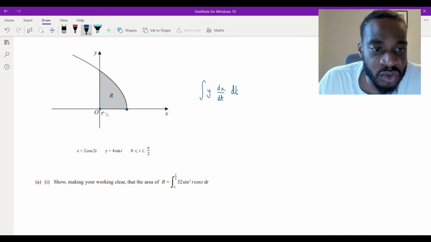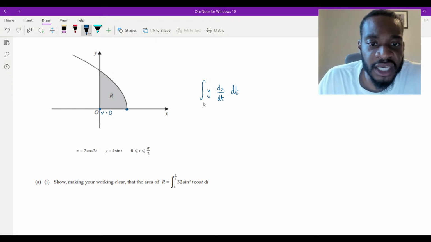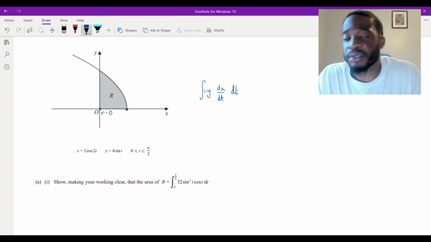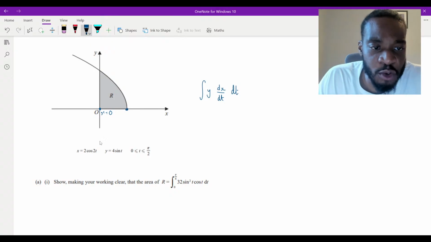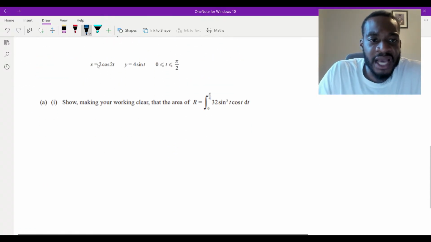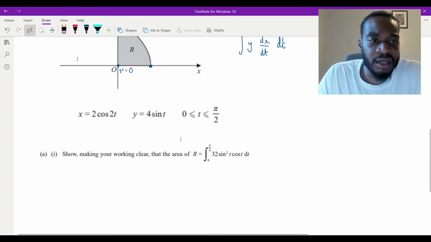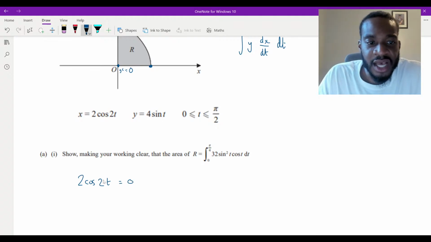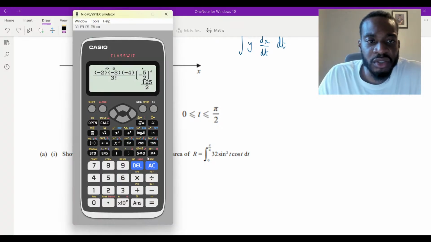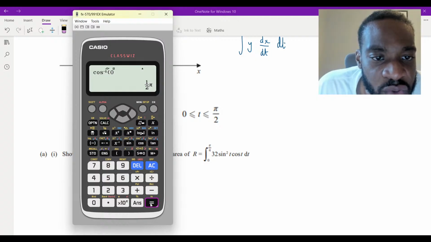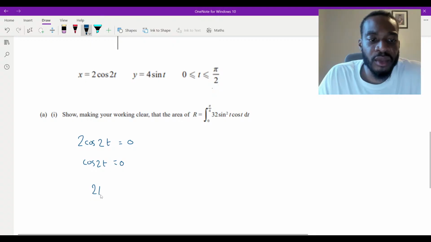So firstly, x is equal to 0. What is the corresponding value for t? Because this formula is in terms of t, I need the limits in terms of t. So what is the value of t when x equals 0? x is defined as 2 cos 2t, so 2 cos 2t is equal to 0. Solving that, cos 2t is equal to 0. The cos inverse of 0 in radians is pi over 2. So 2t equals pi over 2, and t equals pi over 4, which is fine because it's within range.